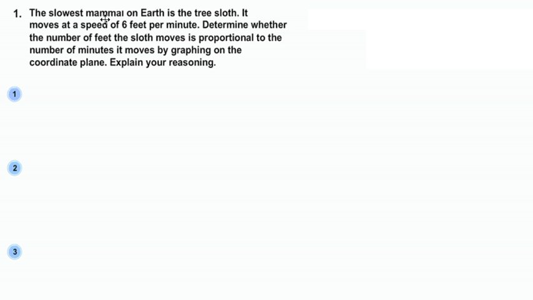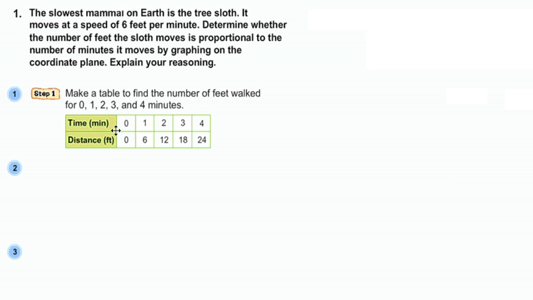Example 1. The slowest mammal on Earth is a tree sloth. It moves at a speed of 6 feet per minute. Determine whether the number of feet the sloth moves is proportional to the number of minutes it moves by graphing on the coordinate plane. Explain your reasoning. Okay, so the first step is to create a table. Before we create a table, we have to find out the two things that are going to be in our table. So we know that he's going to move at a speed of 6 feet per minute. So the two units are going to be time, in minutes, and distance, in feet.